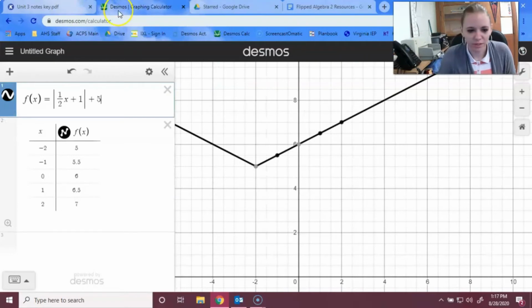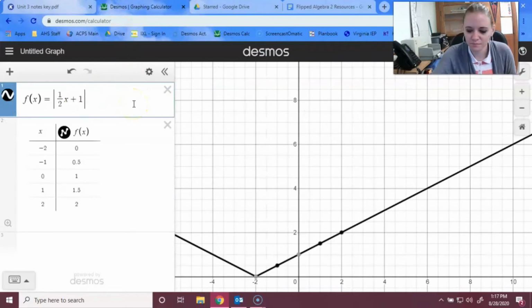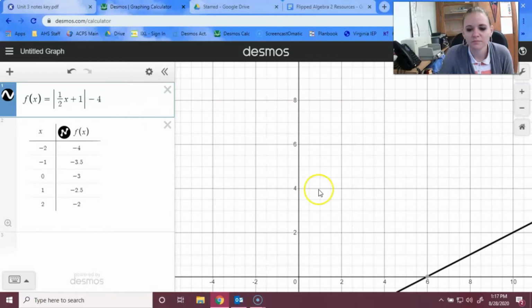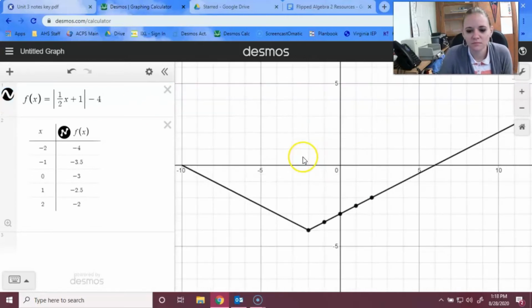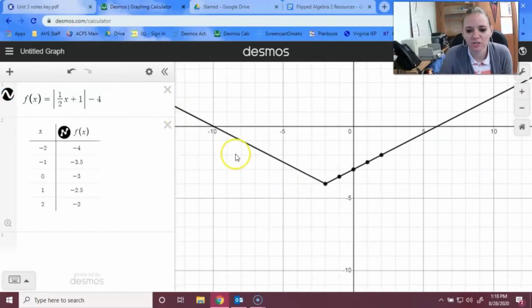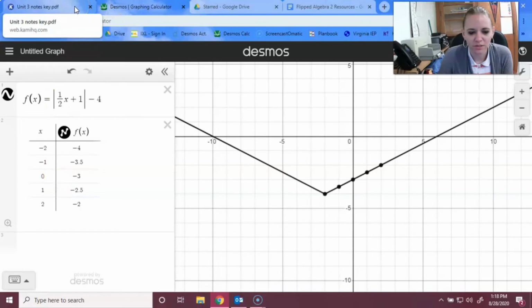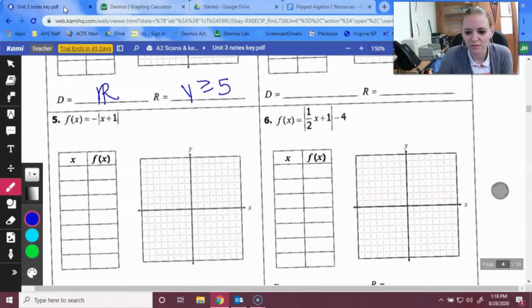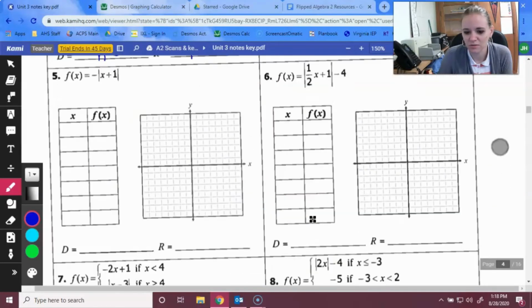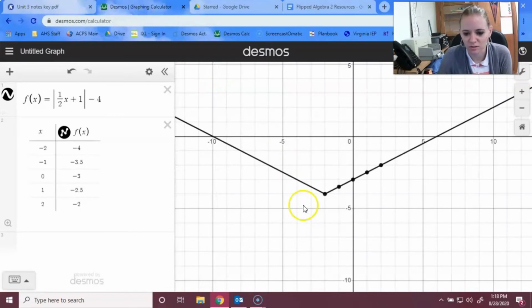(1/2 x plus 1 minus 4). Oh. Look how stretched out that graph is. It was a steeper V, more like a normal V, and now it's flattened out a little bit. Alright, here are some coordinates that we can use. Just notice that some of these are 0.5s, and you should be good with this. There's nothing too crazy. Let's look at domain and range, and then I'll let you finish these.